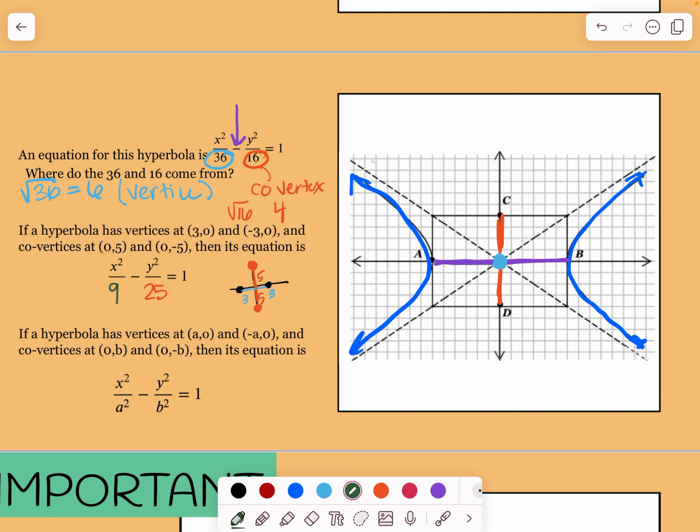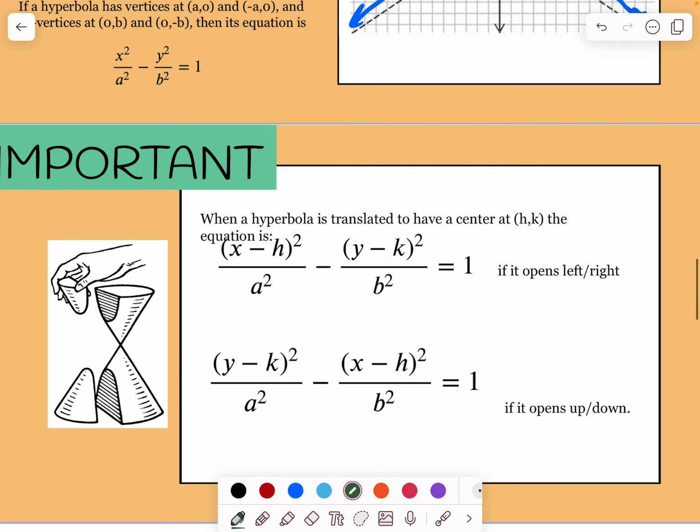Again, this is a lot like an ellipse. If you felt good about ellipse, it's very similar. We just have a minus now. So the next is the math definition of a hyperbola. If a hyperbola has vertices at this A in the x direction and B in the y direction, then here's its equation.